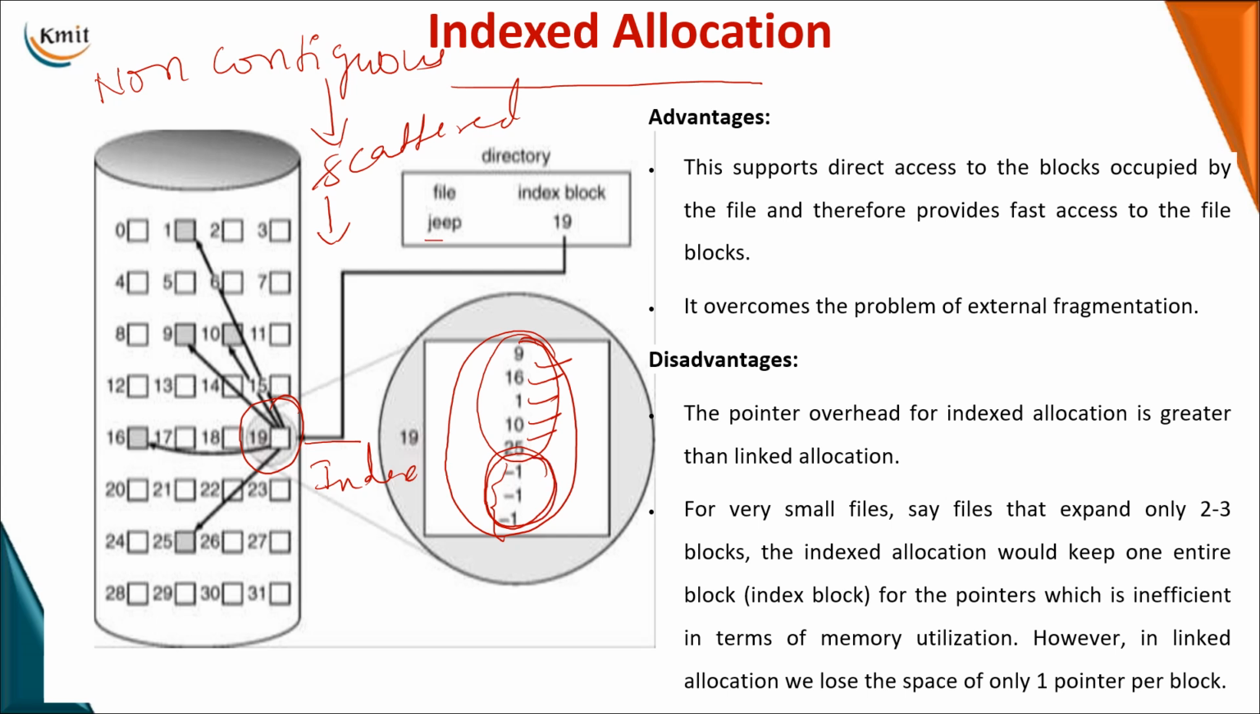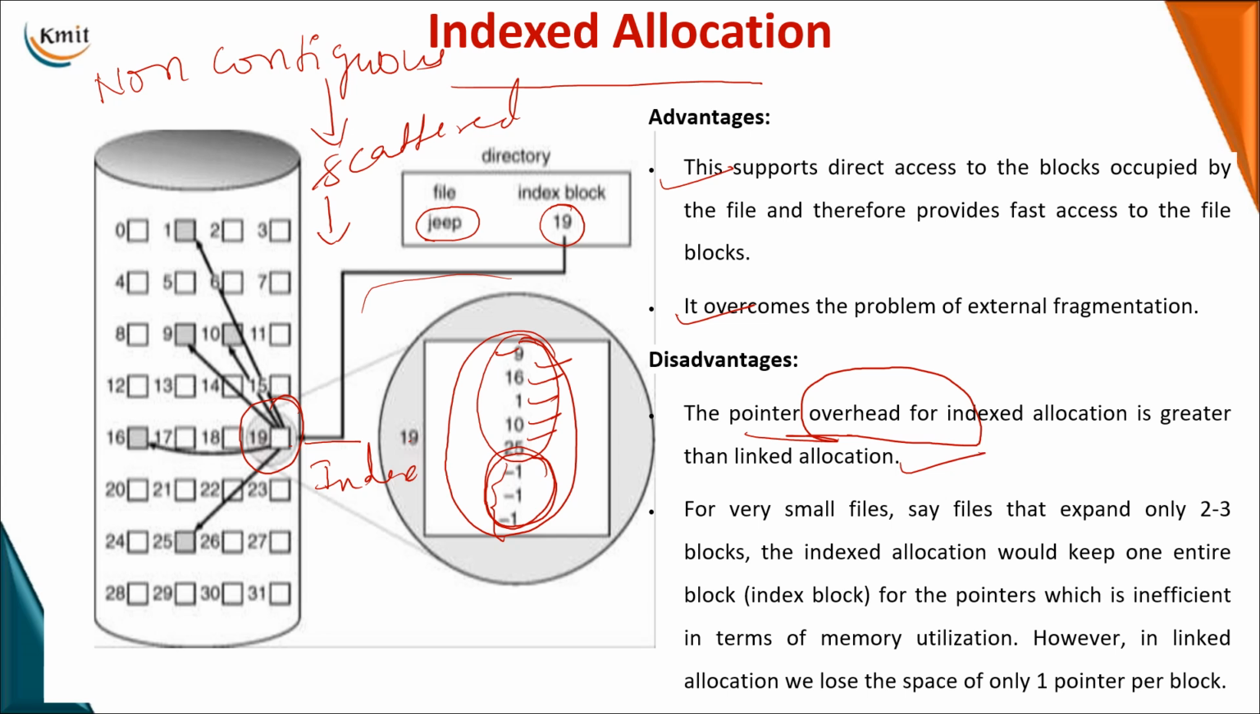So the directory structure will be maintained with the name of the file and just the number of your index block. You have a pointer pointing to the index block, and this index block will contain the addresses of all the other blocks. As you can see, this supports direct access because you can directly go to that particular block number which is present here, and it overcomes the problem of external fragmentation. And this pointer overhead is the pointer problem which we faced in the previous linked list allocation.